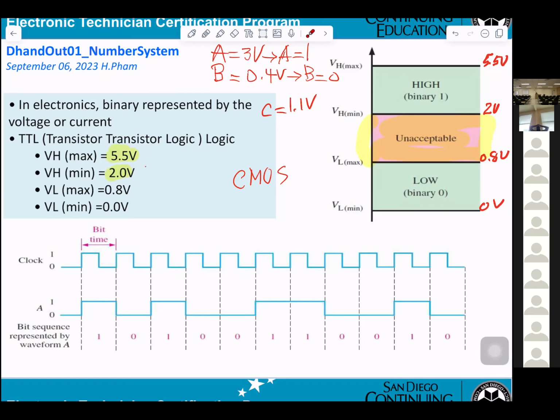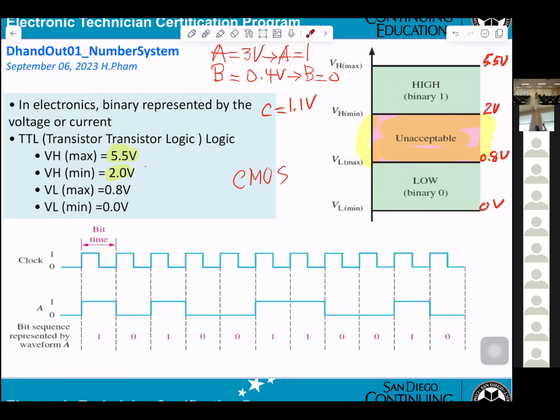In electronics, binary is represented by voltage or current. Normally you deal with voltage, you do not deal with the current. The first one they call TTL, transistor logic.